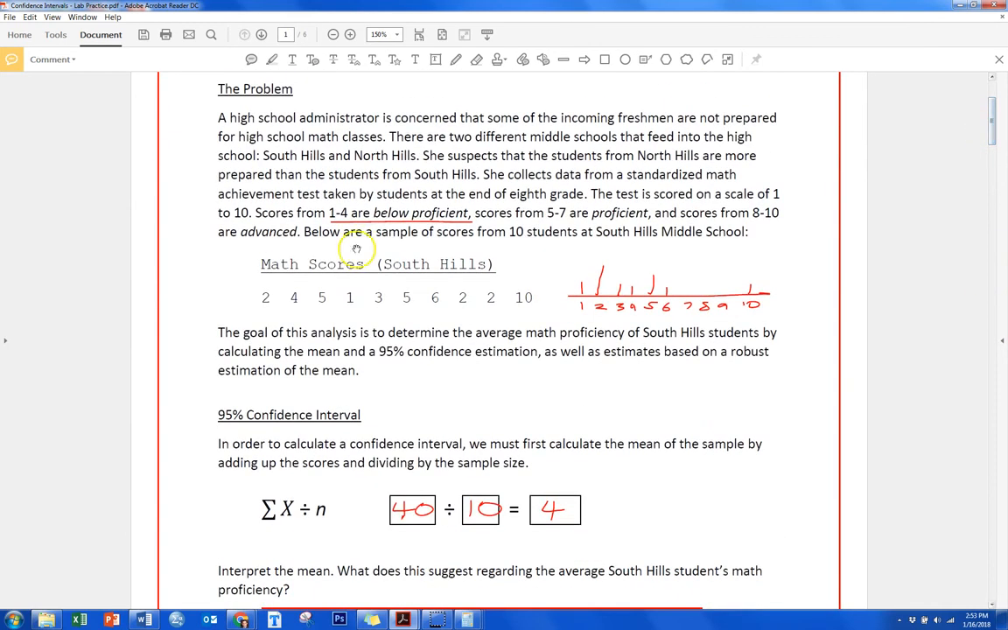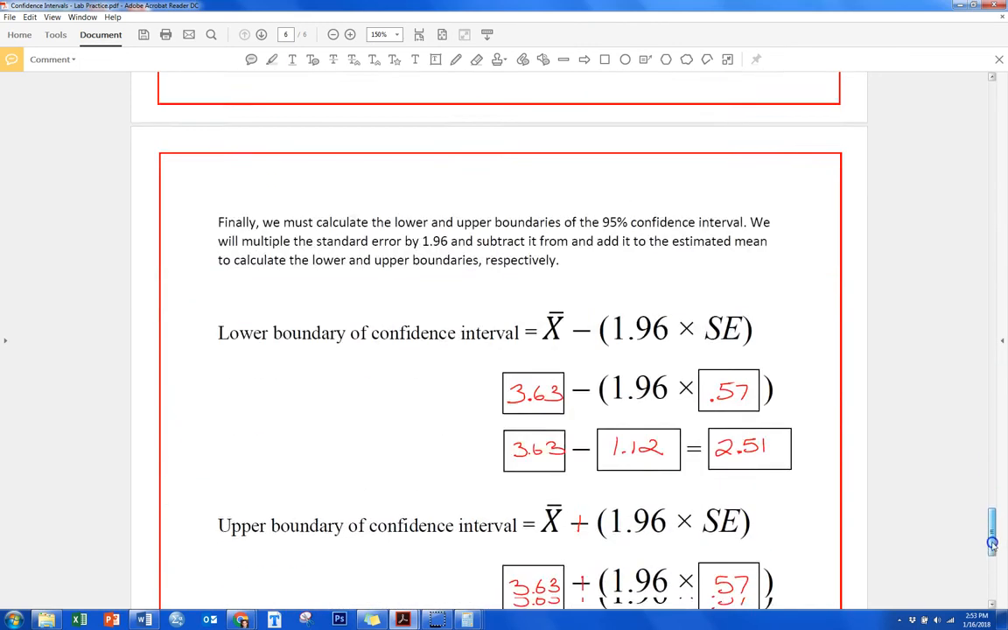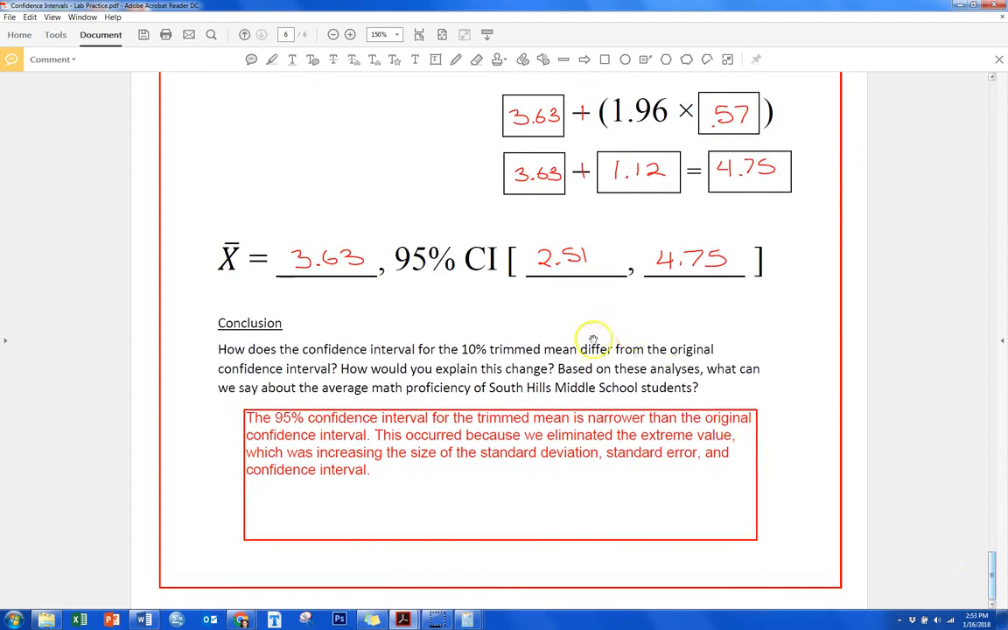Now let's look at the cutoffs again. 1 to 4 are below proficient, and it's not until 5 that you switch to proficient. So let's go back down here. Our confidence interval goes between 2.5 and 4.75. So that whole range of that confidence interval falls in the below proficient range. Okay, so this is a significant change.